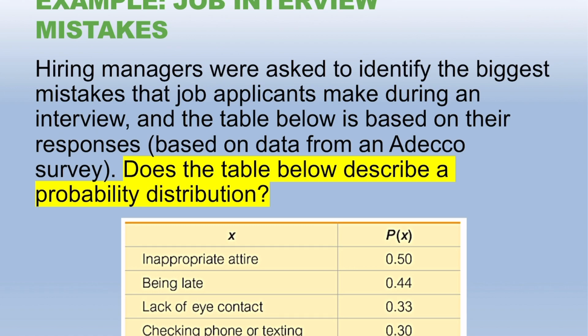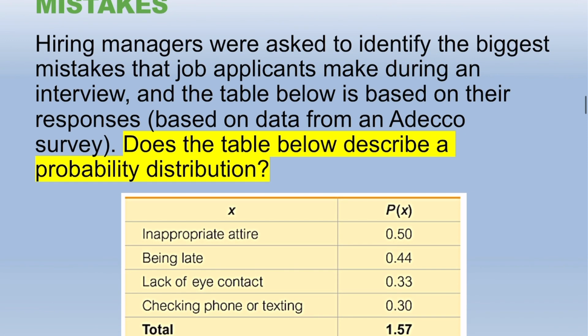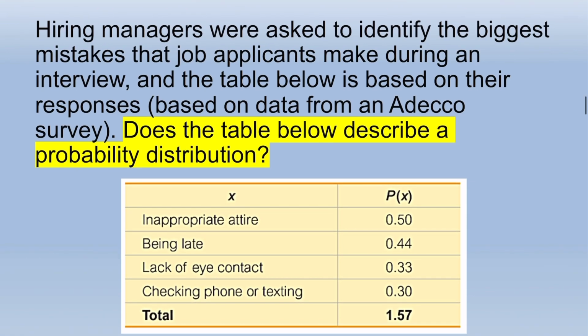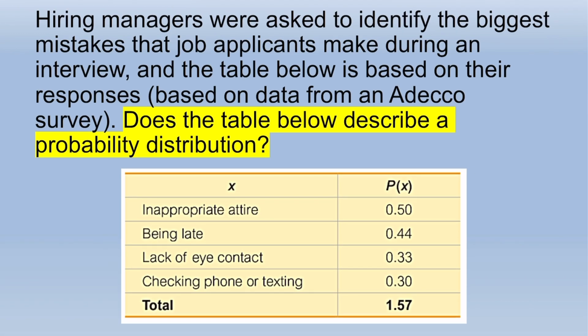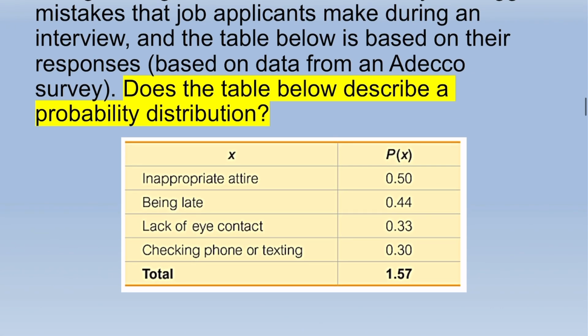Hiring managers are asked to identify the biggest mistakes that job applicants make during an interview, and the table below is based on their responses. Based on data from an Adecco survey, does the table below describe a probability distribution? What do you think? Yes? No? Let's check. First, is X a numerical random variable?